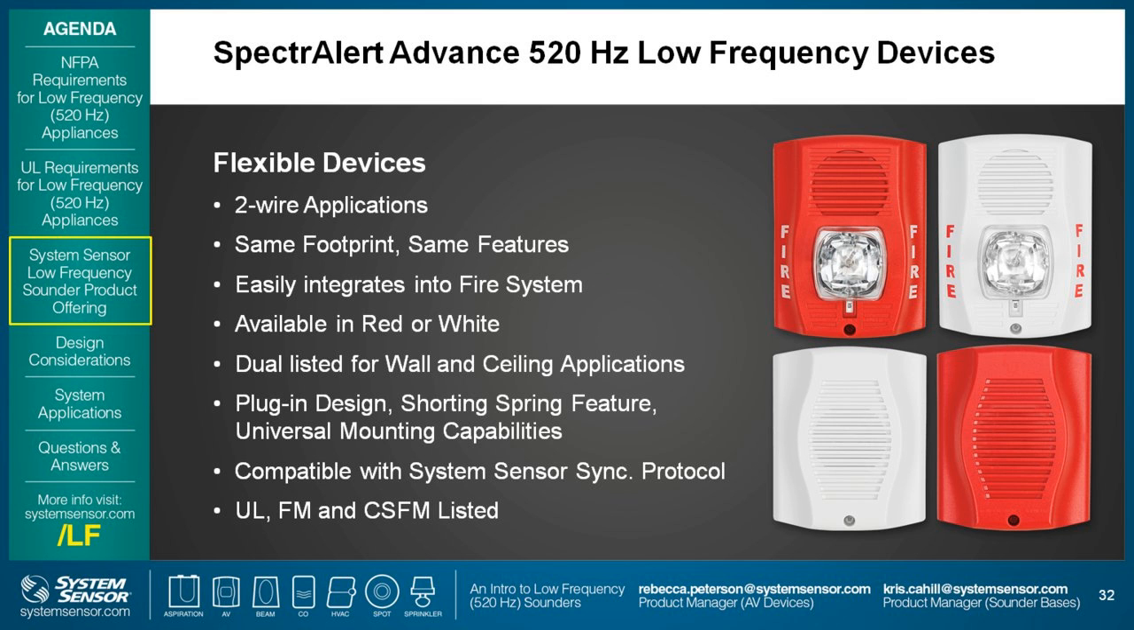They offer all of the same features as our entire SpectrAlert Advanced product line. This includes a plug-in design to minimize ground faults, a shorting spring feature that allows you to test for wiring integrity before system commissioning, and a universal mounting plate so you can mount these devices to different types of electrical back boxes. These devices come with our System Sensor synchronization protocol, so you can combine them with our traditional mini horn, horn strobe, all on the same NAC line. They're the first UL-listed 520 Hz low-frequency notification appliance on the market, and they're also FM and CSFM approved.